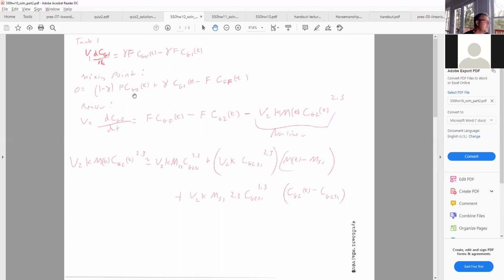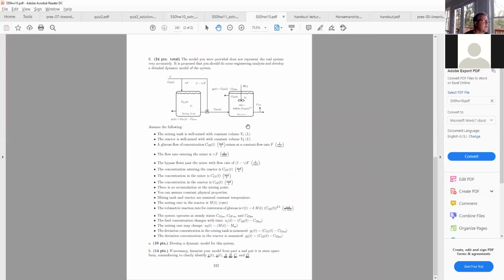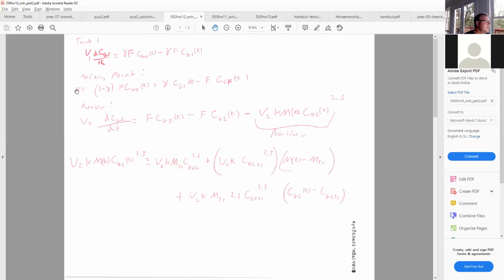The same thing on the mixing point. The only thing to remember on the mixing point, there's no volume. You got stuff going in, you got stuff going in, it mixes right there and stuff comes out. So when you write that mixing point, there's no accumulation rate, just flow in, flow out. A bunch of F's are going to cancel. I forgot an F there. But you have a variable here that looks like it's an input, that looks like a state. This is going to give me some information that I need later on.